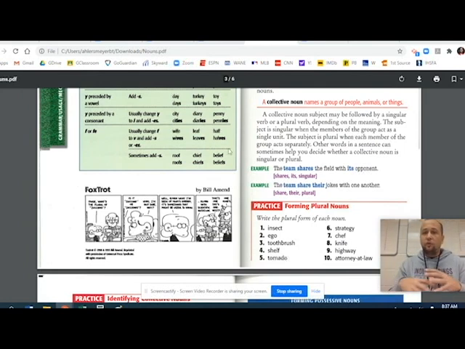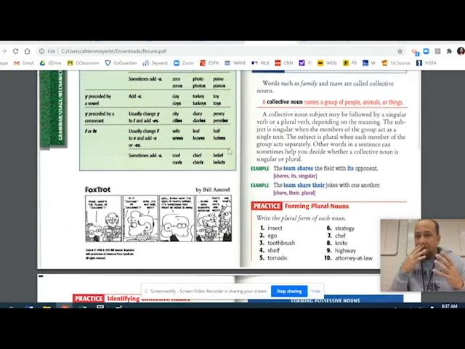What we want to do here is make sure we pay attention to other clues later on in the sentence that might help you decide. Other words in a sentence can sometimes help you decide whether a collective noun is singular or plural. It gives you a little bit of a clue. So, the team shares the field with its opponent.